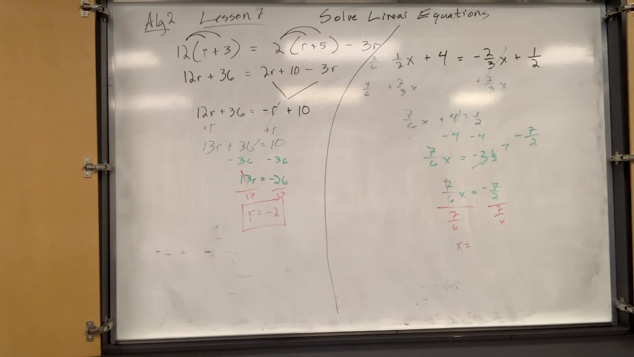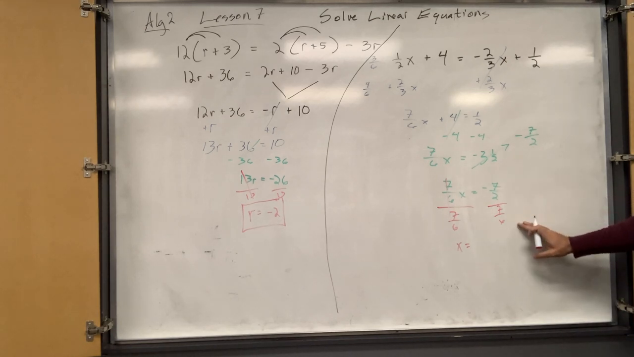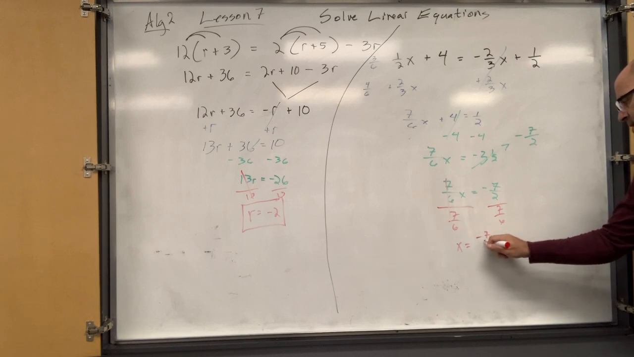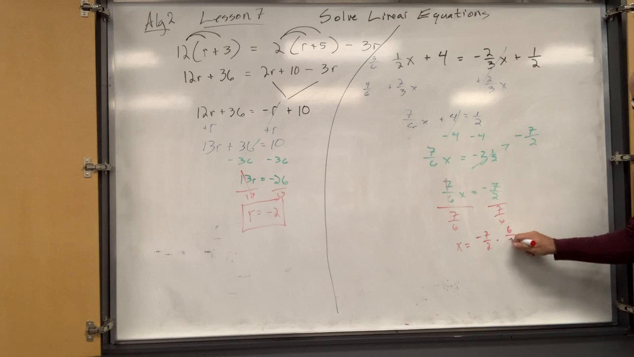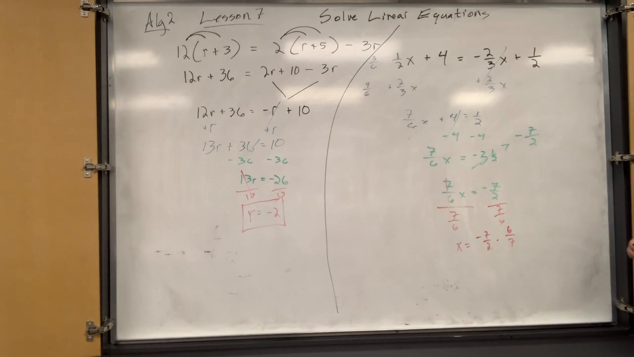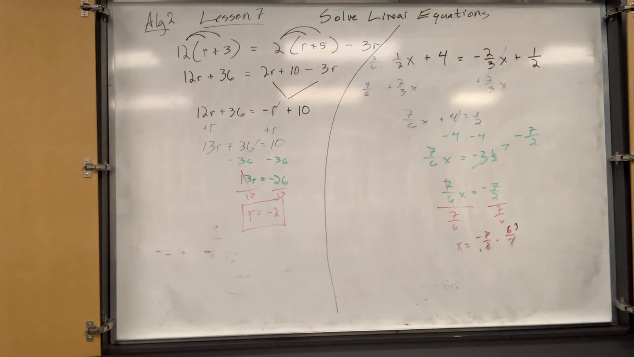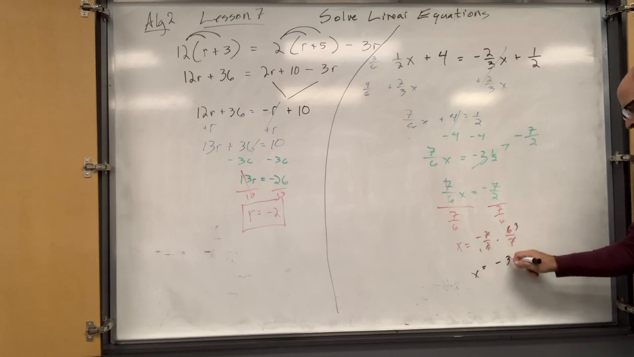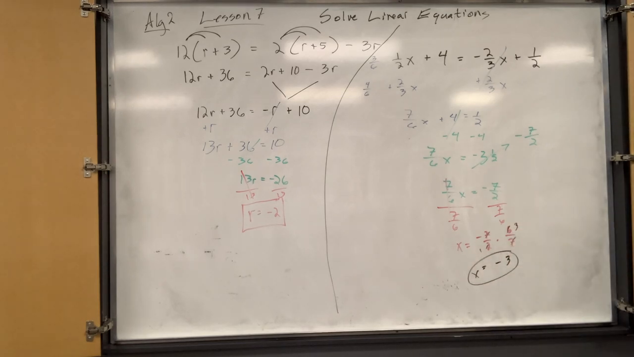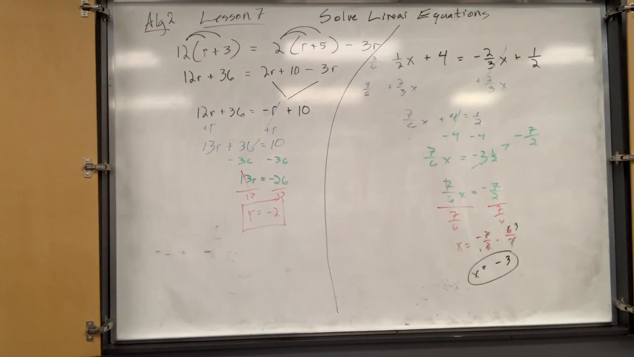But this is just copy dot flop, right? So this is negative 7/2 divided by 7/6. So copy negative 7/2, dot the division, flop the second fraction. This is nice because this cancels. This reduces to 1 and 3. So x equals negative 3/1, or just negative 3. So there's nothing wrong with doing it that way, and you can, if you want.